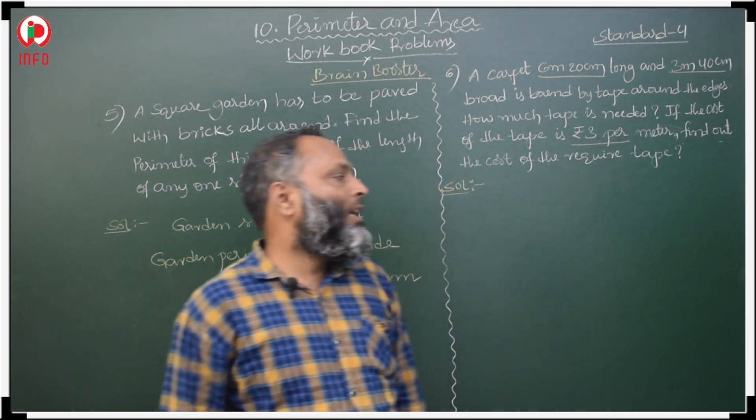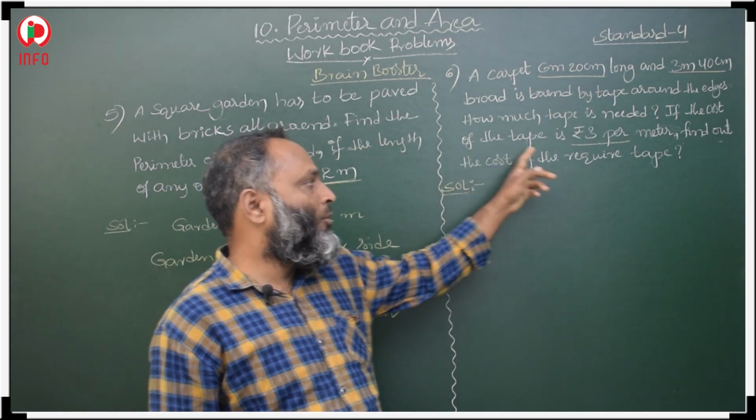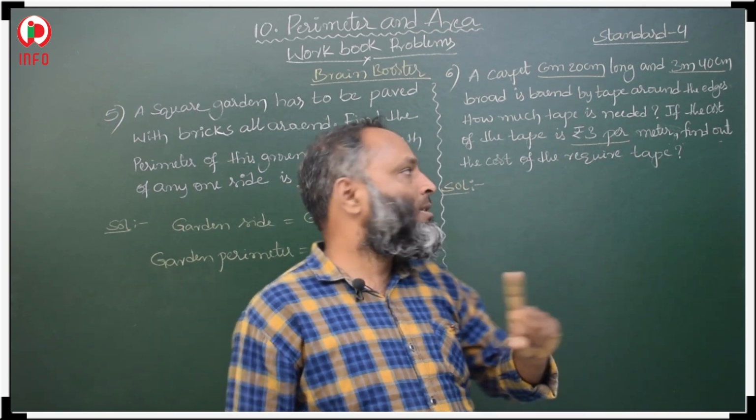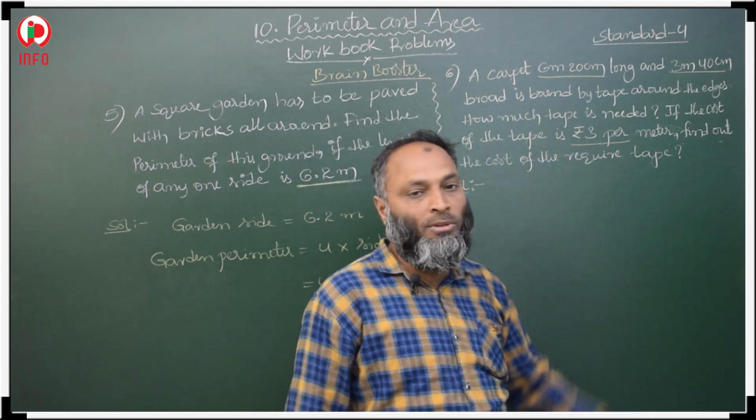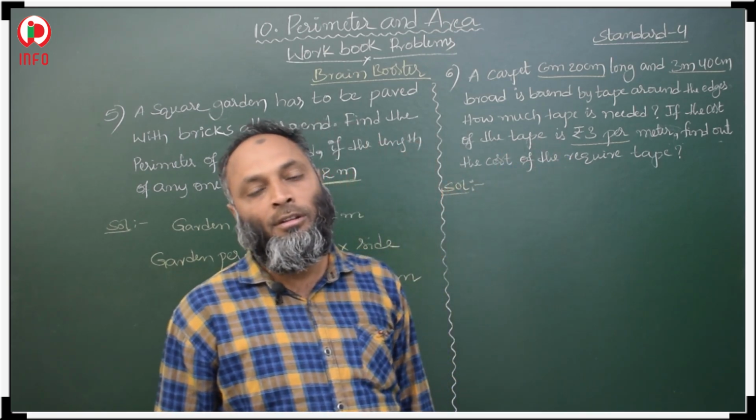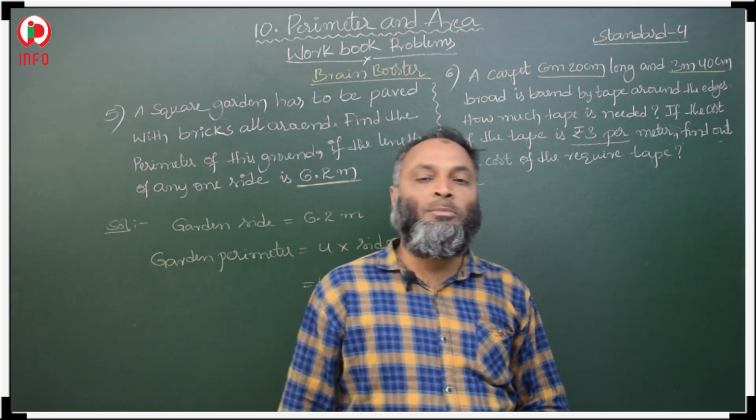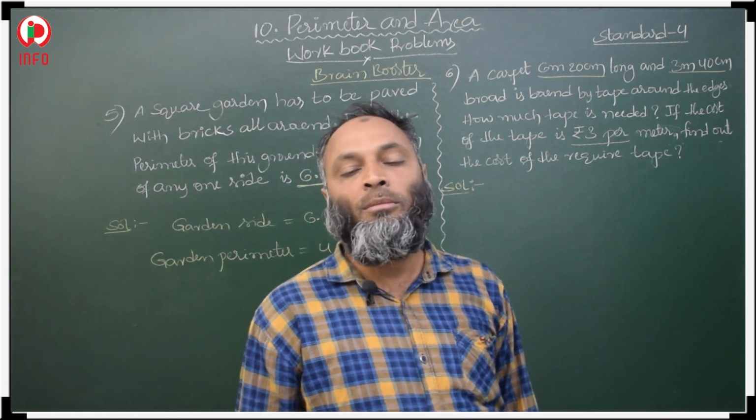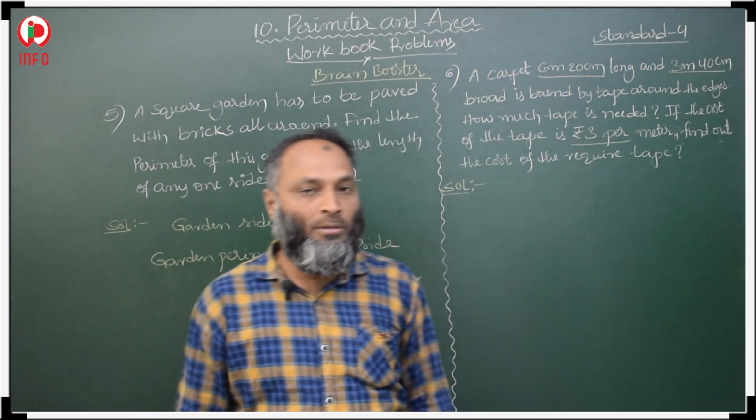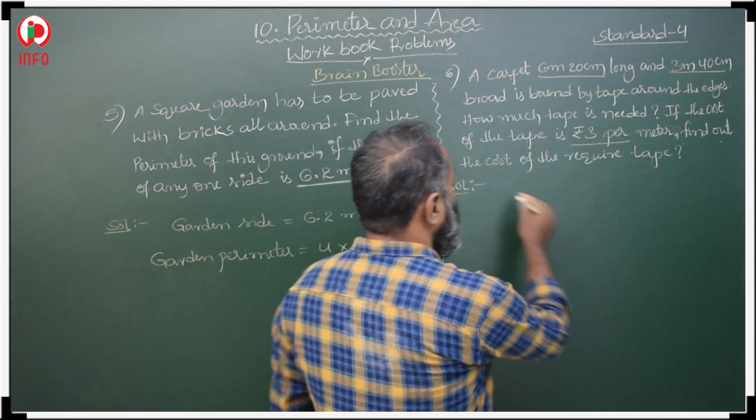Okay. After finding the perimeter, what is he asking more? Rupees 3 per meter. So the cost of 1 meter of tape is given, that is rupees 3. Then total how much is the cost of the tape? We should multiply the perimeter by 3, then you will get the total cost of the tape we used. Okay. First, carpet length.